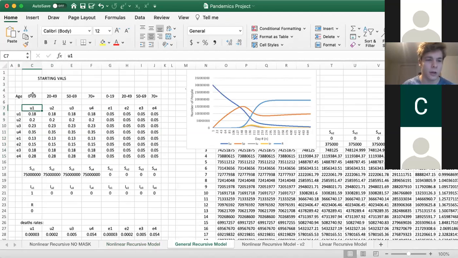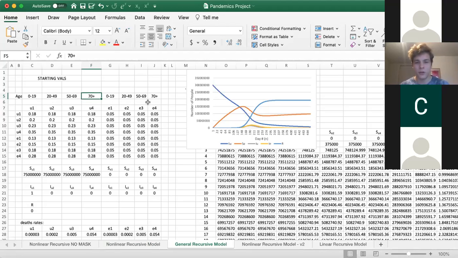So the U1 group is going to be age 0 to 19. The U2 group is going to be 20 to 49. U3 is going to be 50 to 69. And U4 is going to be 70 plus. And then the E groups are the same thing, but they're just the educated versions of those age groups.